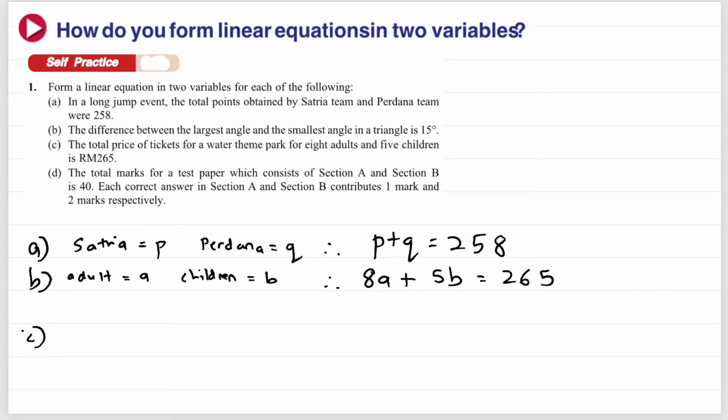Okay. Total marks for a test paper which consists of section A and section B is 40. Each correct answer in section A and section B contributes 1 mark and 2 marks. Okay, so it's the same. Section A we let as A, section B we let as B. So for section A, it's only one mark, so no problem, just A plus. But for section B you have 2 marks, so you can write 2B like that. Okay, and the total marks is 40. Okay, so that's how you express from a sentence to a linear equation.